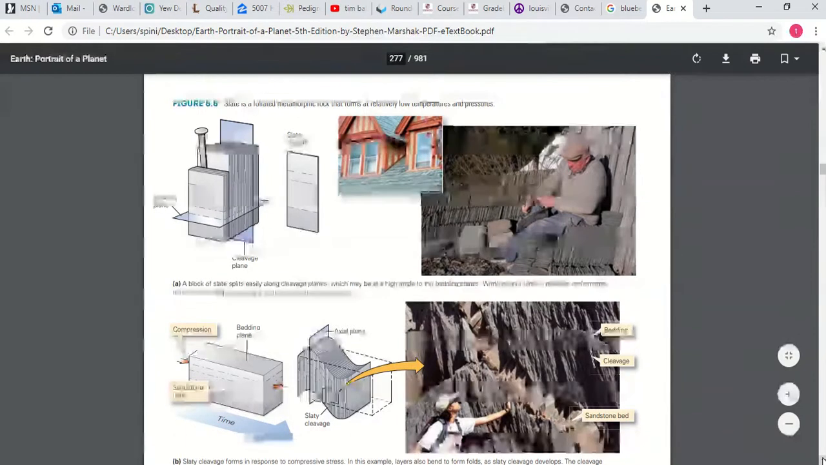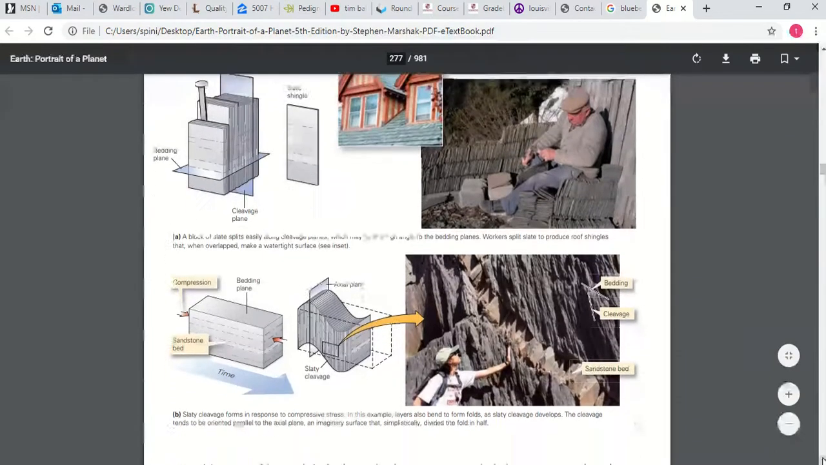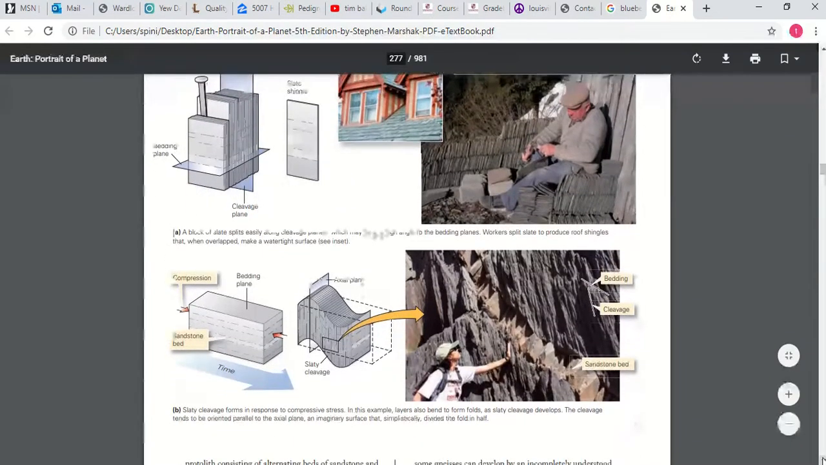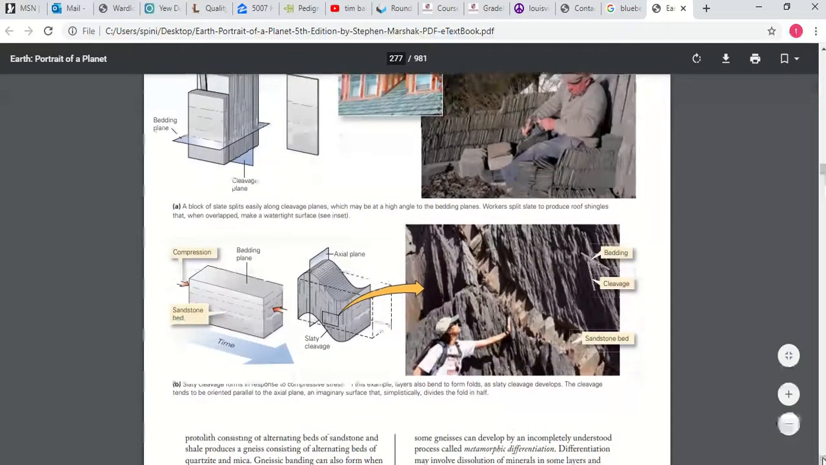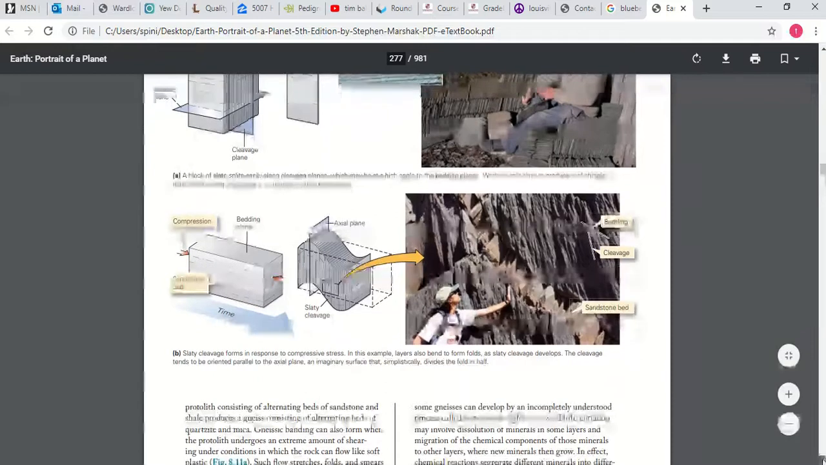But anyway, here's a gentleman working on some slate. Again, the foliations are so tightly packed and so straight and smooth that you can literally take a piece of slate, and if you follow the grain, you can break it into little slabs of rock and use them on your roof. And so the earliest shingles were made of rock, were made of slate. There's a gentleman taking a rock and turning it into slate. And you may have seen some houses around. There's a few houses here around Louisville that have slate shingles.